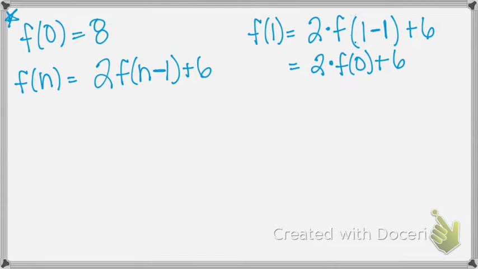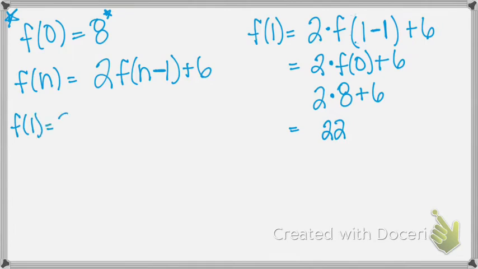Now we have to look back. What was f of 0? Well, f of 0 was 8. So we say 2 times 8 plus 6. 2 times 8 is 16 plus 6 more will be 22. Okay, so now we know f of 1 equals 22.